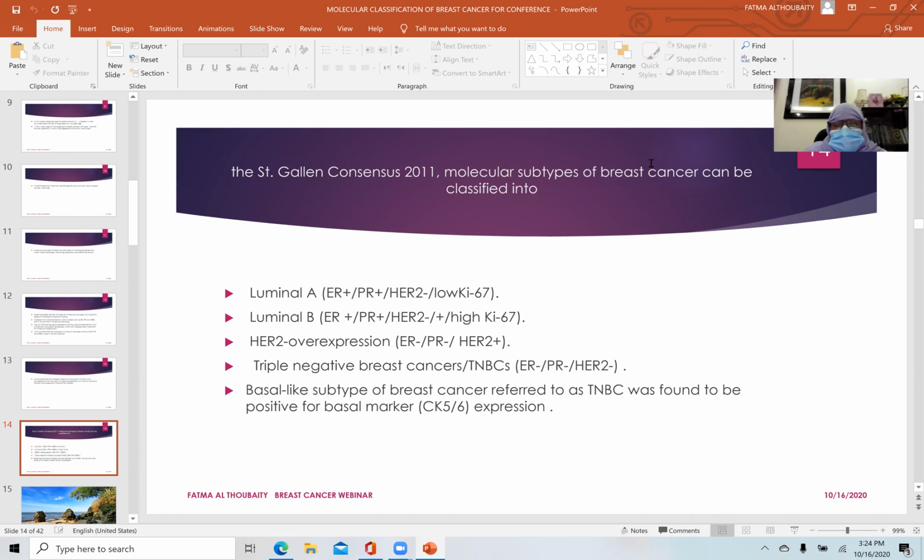According to the St. Gallen consensus in 2011, they classify breast cancer into luminal A, ER-PR positive, HER2 negative, and low Ki67. Luminal B, ER-PR positive, HER2 negative or positive with high Ki67. HER2 overexpression, in which ER-PR negative, HER2 positive. Triple negative breast cancer, in which ER-PR and HER2 all are negative. Basal-like subtype of breast cancer, referred to as triple negative breast cancer, was found to be positive for basal marker CK5/6 expression.